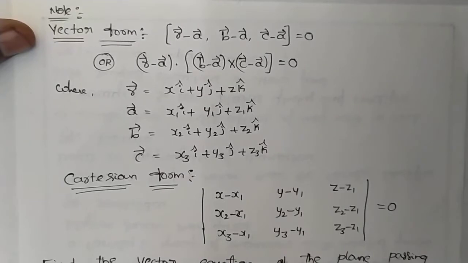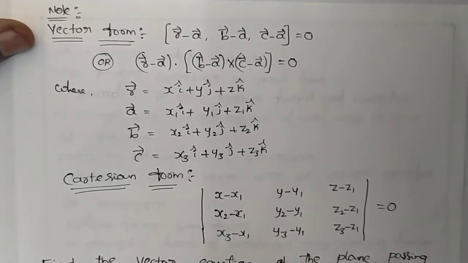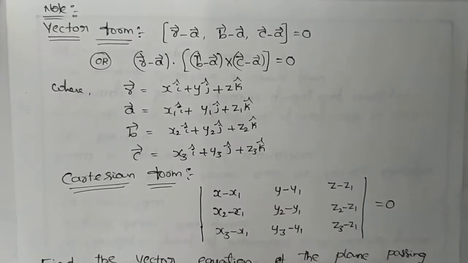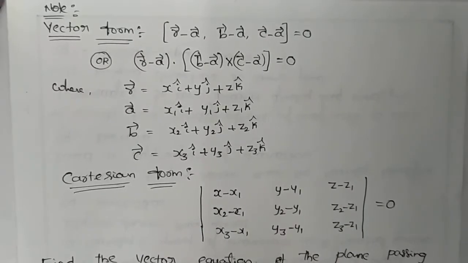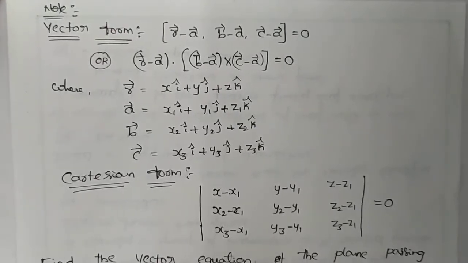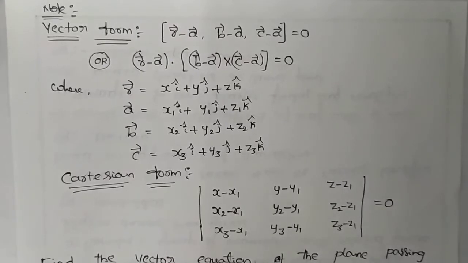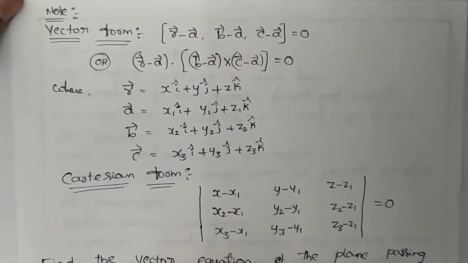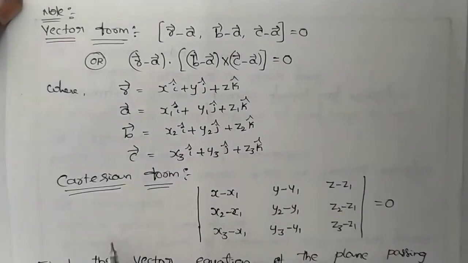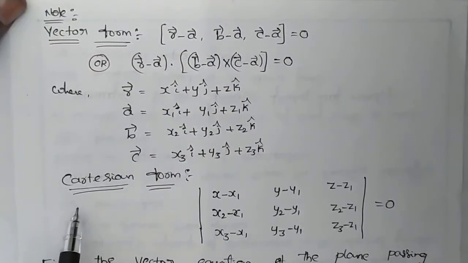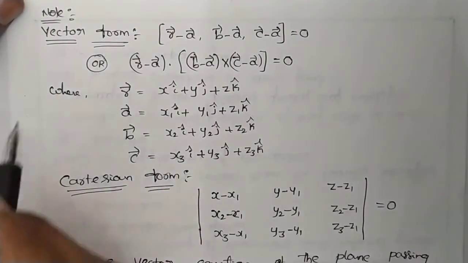In our previous class, we derived the equation of a plane passing through three non-collinear points. We derived it in both vector and Cartesian form. In this class, we are going to solve problems based on the previous derivation. Before that, you have to know the vector and Cartesian forms, so note them down once again.